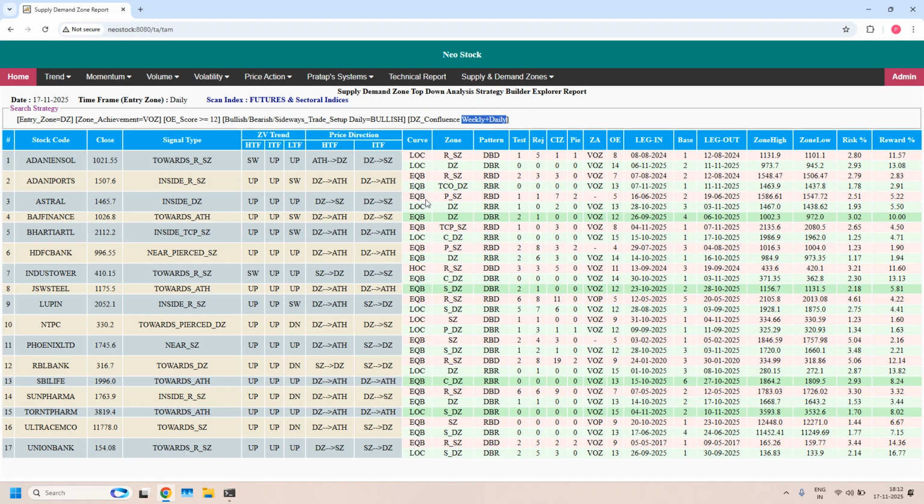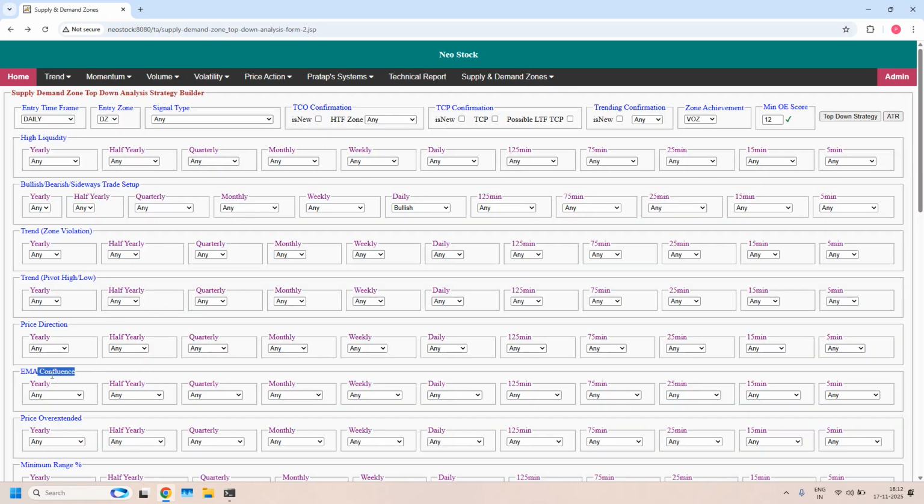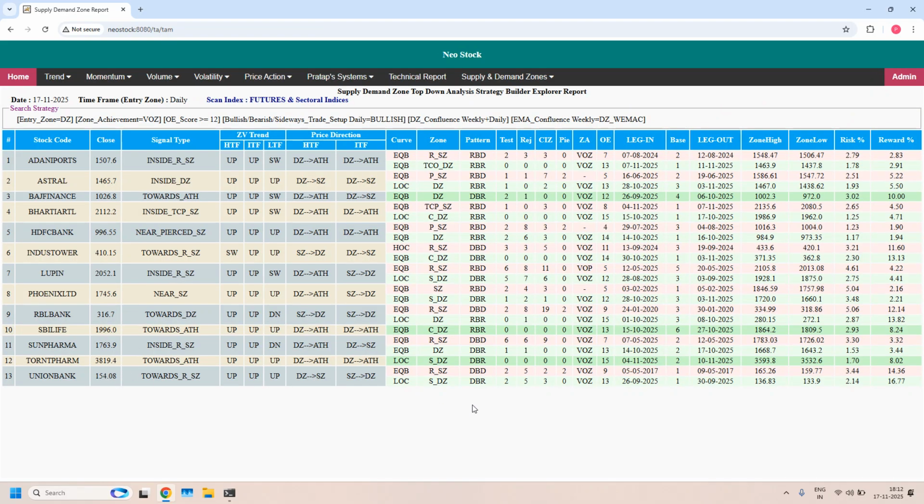Now we want to apply weekly demand zone with weekly EMA confluence. But EMA confluence should always support only in the trending market, because here the ITF trend is uptrend, there is no sideways. So you can directly apply EMA confluence in weekly time frame. Inside the weekly, daily demand zones are there. So those daily demand zones are having high probability to get success. See, now we got 13 stocks.